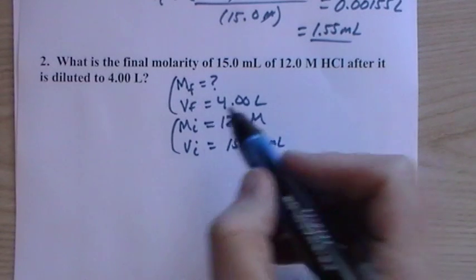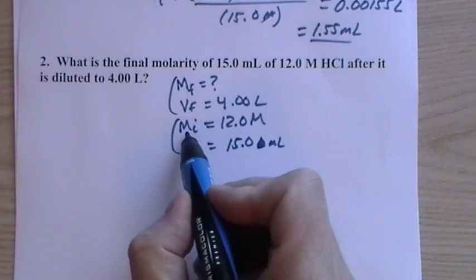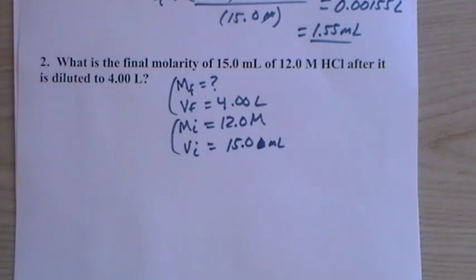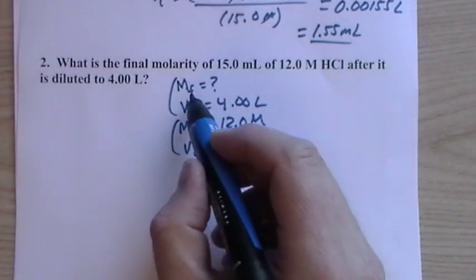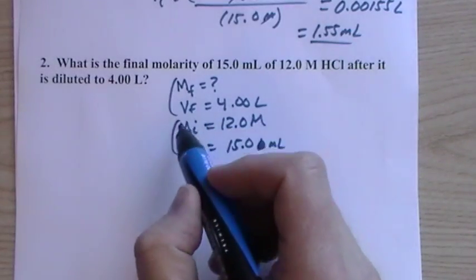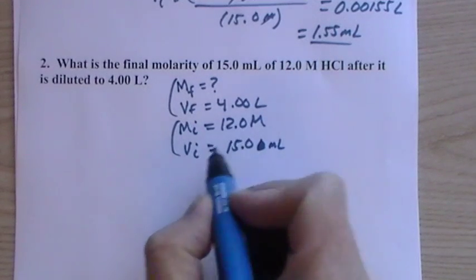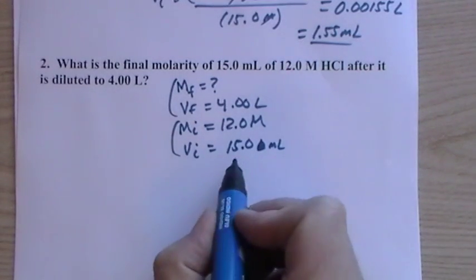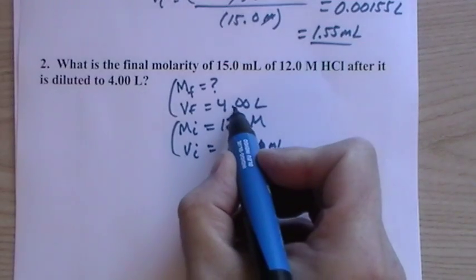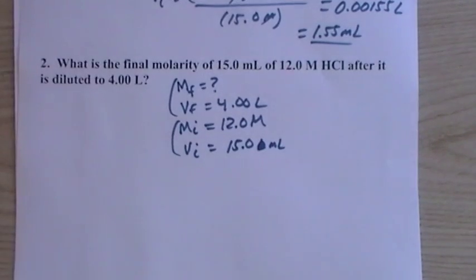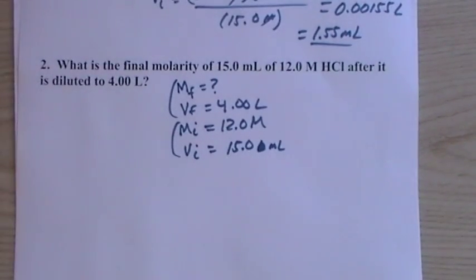The big thing is that you group them correctly. If you name this MF and this VF, and this is MiVi, it won't make a difference in the answer. You might misunderstand what your answer means if you pick the wrong variable, but as long as they're grouped together, you're going to end up with the same answer. So just make sure that the initial concentration and initial volume go together. If I had put this as 4 liters and this as 15 mils, then we would have gotten the wrong answer. So just be careful with that.